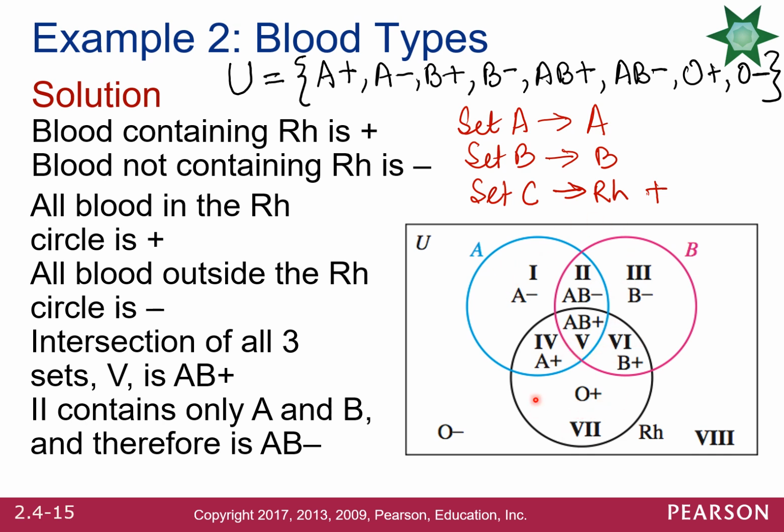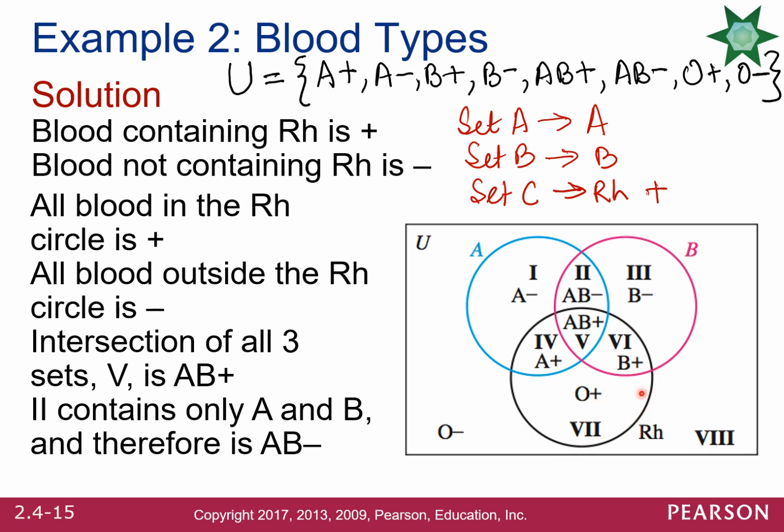Mind you that set C has only positive RH. It contains RH, therefore it's considered to be positive. Then region 6 is an intersection between set B and set C, correct? The RH set. So it'll be B plus, all right? B from here and the plus from here.